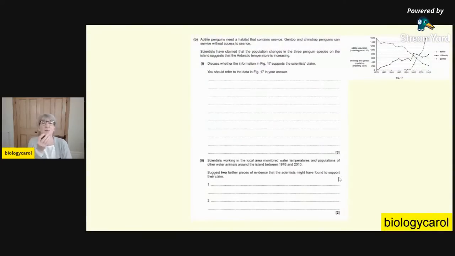Right. Adelie penguins need a habitat that contains sea ice. Gentoo and chinstrap penguins can survive without access to sea ice. Scientists have claimed that the population changes in 3 penguin species on the island suggest that the Antarctic temperature is increasing. Discuss whether the information supports the scientists' claim that the Antarctic temperature is increasing. You should refer to data.